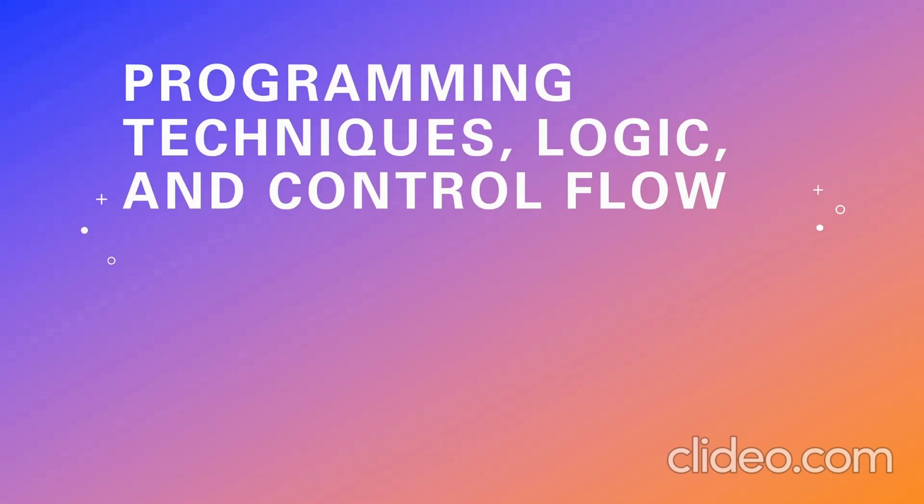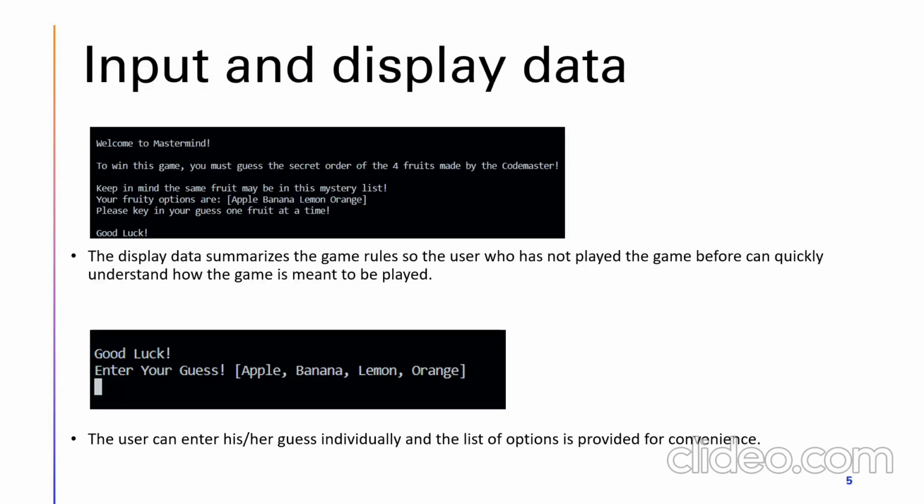Programming techniques, logic, and control flow. The first programming technique implemented is input and display data. The game starts with the display of the game rules, so a user who is not familiar with the game can quickly understand how the game would work. And then right after, the user is prompted to enter his or her guesses individually, and the list of options is provided for convenience of the player.